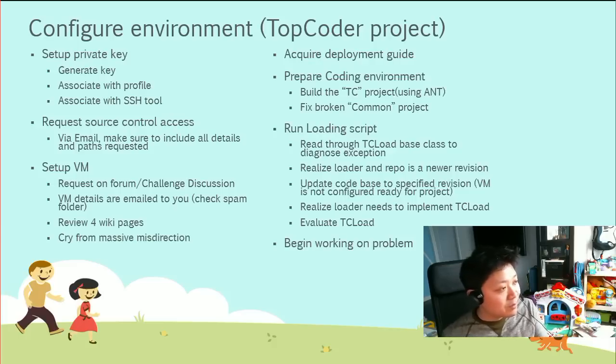So first, generate the private key, associate it with your TopCoder profile, associate it with your SSH tool, then request the actual source control access. This is Subversion, another tool that you might have to be familiar with. There was no formalized web form. You had to send an email, and very specifically include all the details that they were asking for. Because there's no web form, you really had to pay attention to all the details so that when you send the email, you include everything they're asking for.